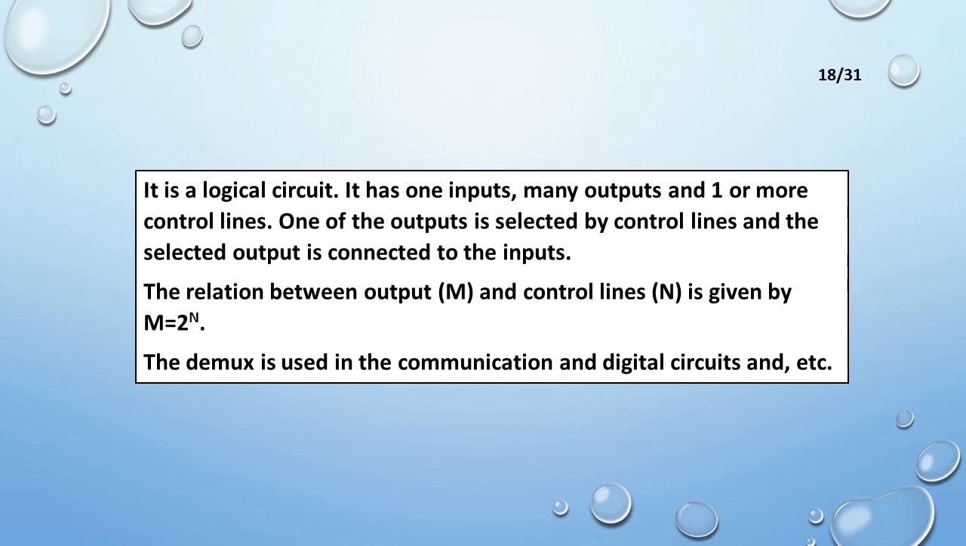The relation between outputs m and control lines n is given by m equals 2 power n. The demux is used in communication and digital circuits, etc.